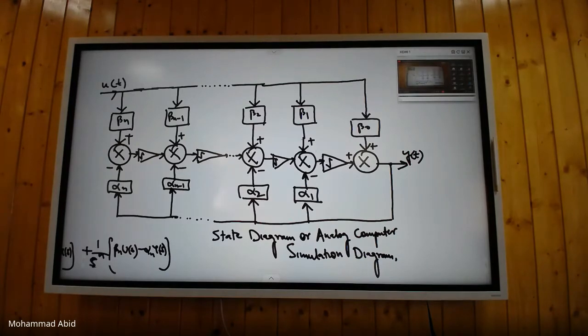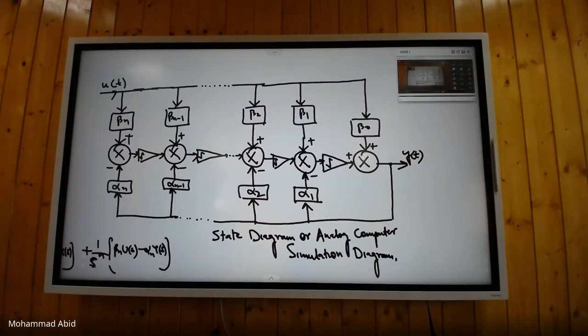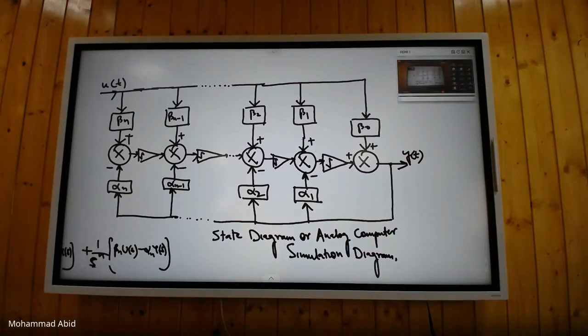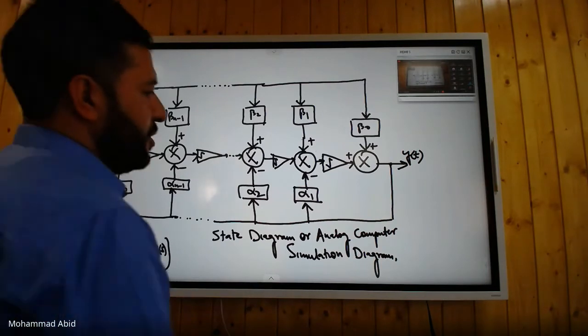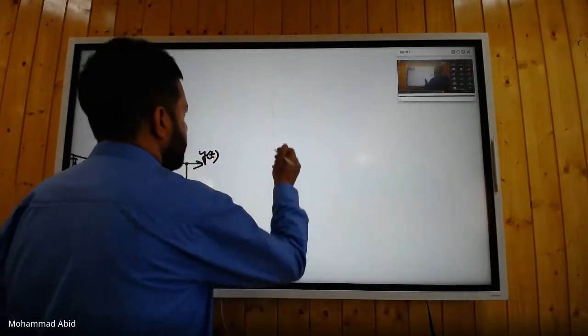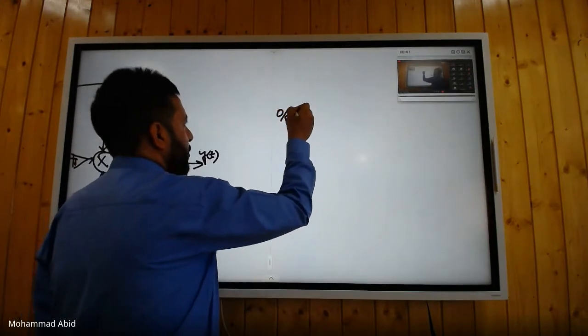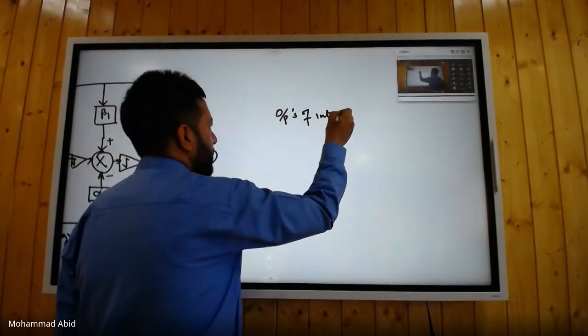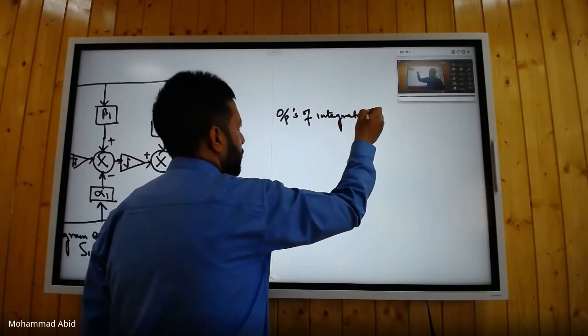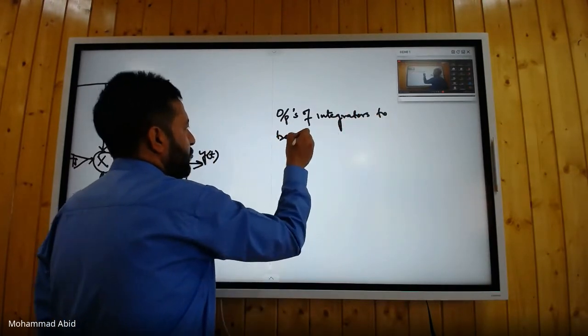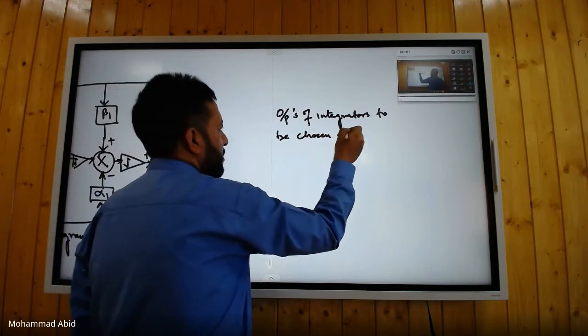तो इसमें कितने integrators हैं total? N, sir. N integrators. How many state variables will be there? N, sir. N state variables. So the same rule will remain same. The outputs of the integrators will be chosen as state variables.